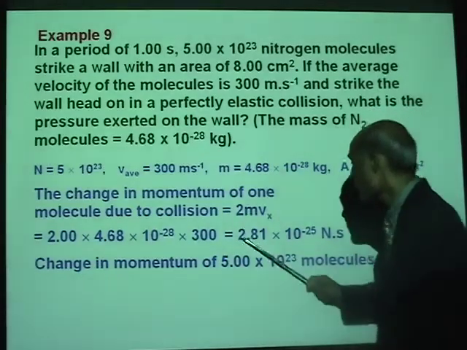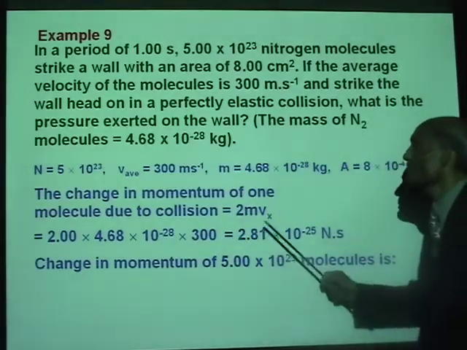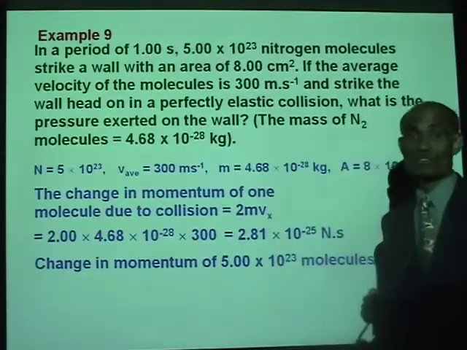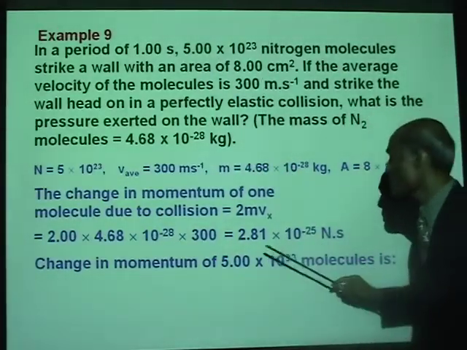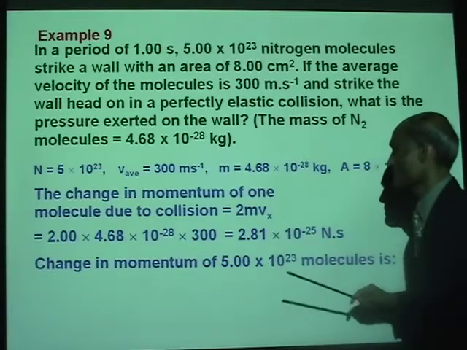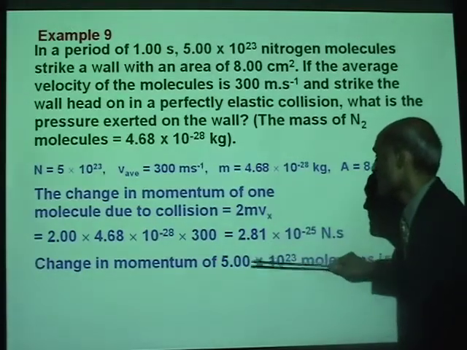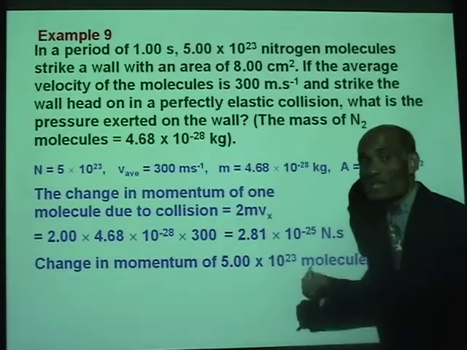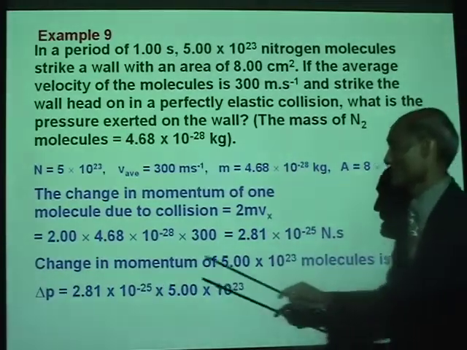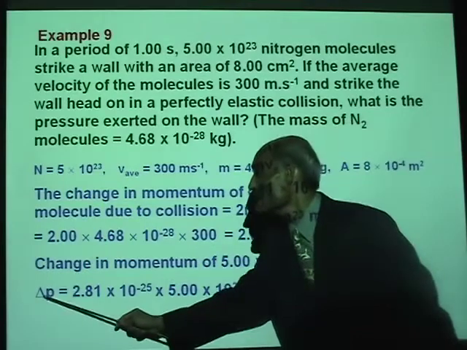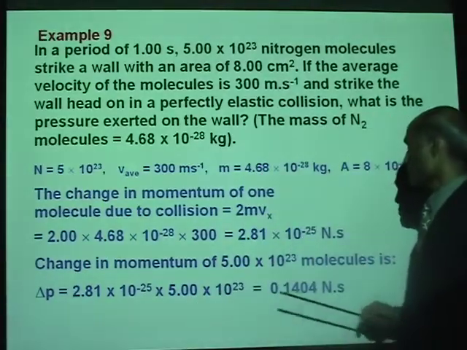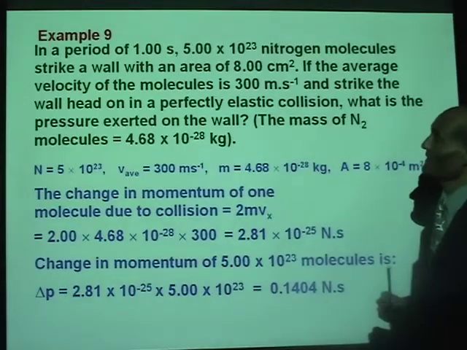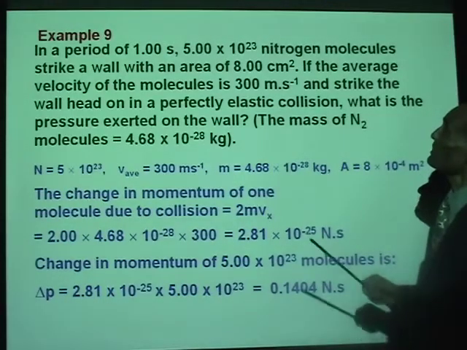Alright? Now, change in momentum of all these molecules. The change in momentum of one molecule is this. And there are altogether these many molecules. So what is the total change in momentum of all these molecules? Well, multiply the number of molecules with the change in momentum per molecule. And that's the delta P, the change in momentum, is 0.1404 Newton second.